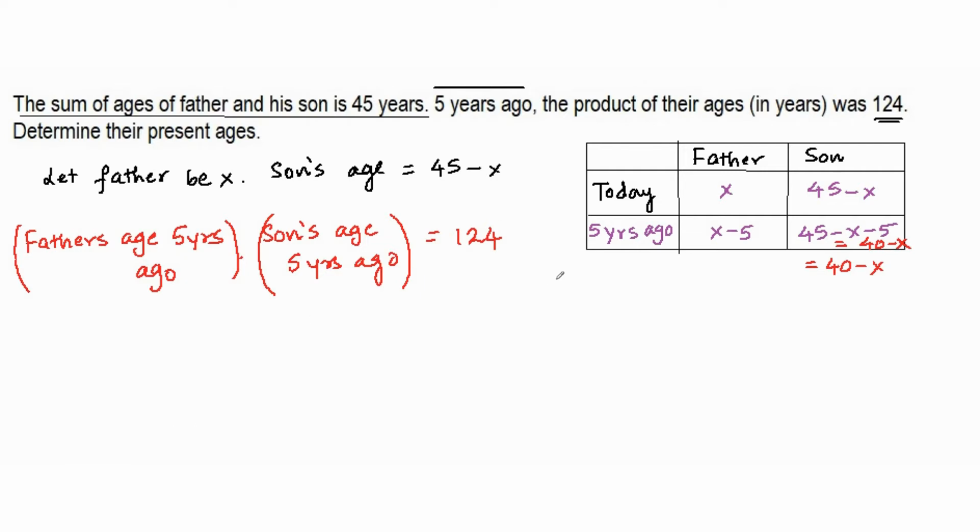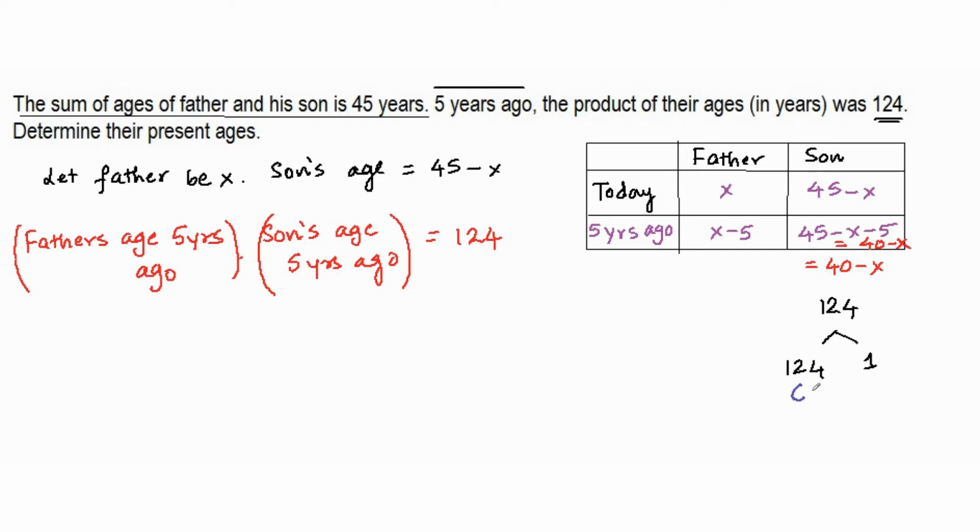So my common sense tells me that if the product is 124, then what are the possible options that I have? One option is 124 ones are, that is the father is 124 years old and the son is 1 year old. That seems to be a very difficult possibility.